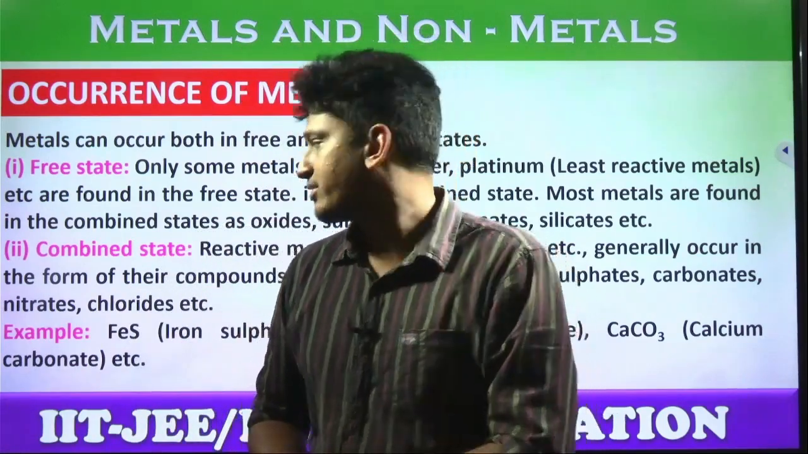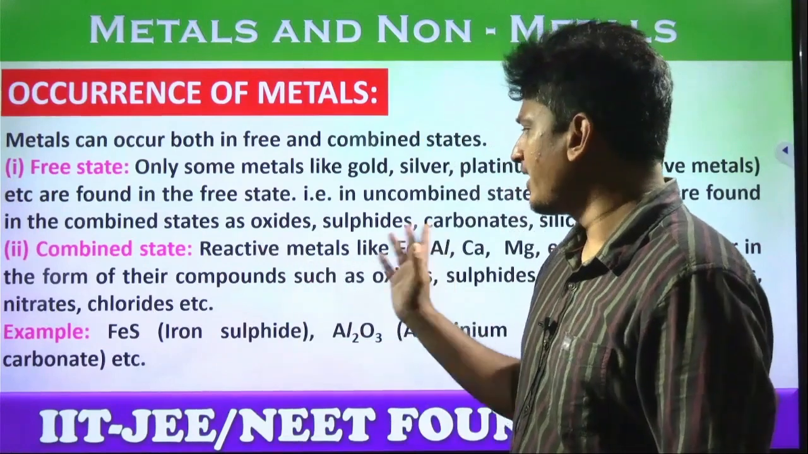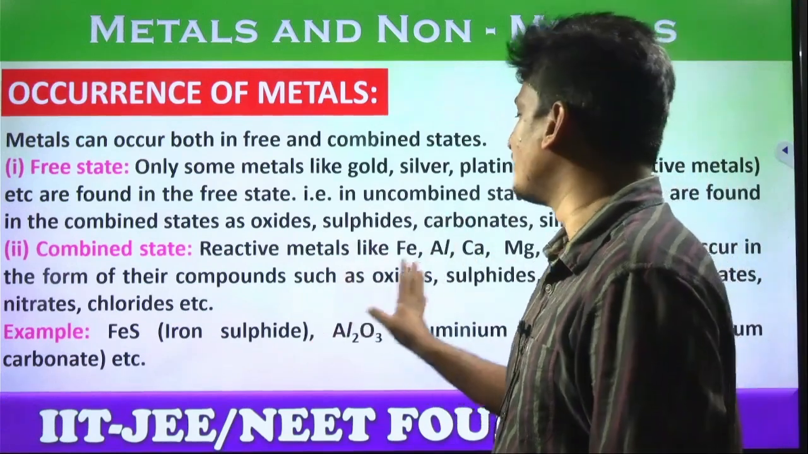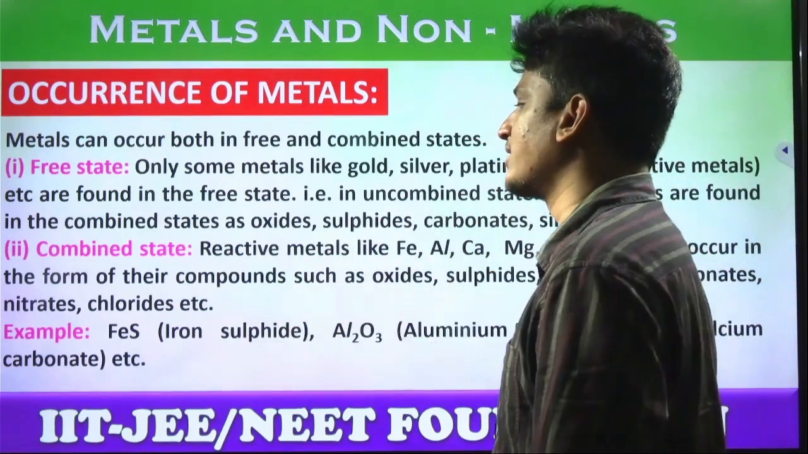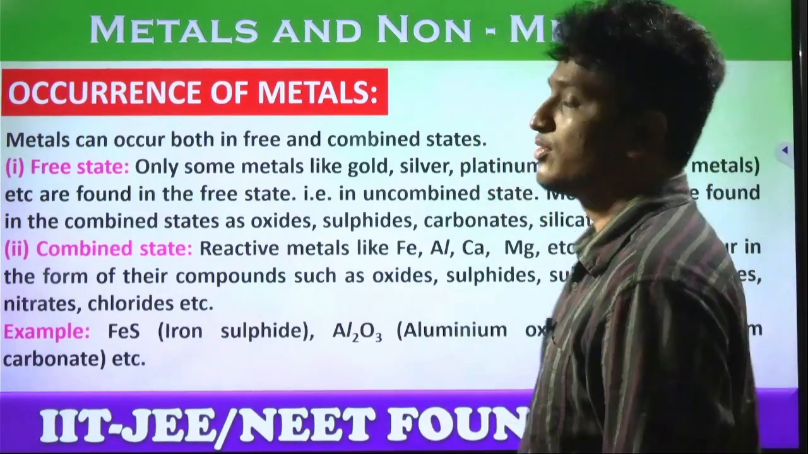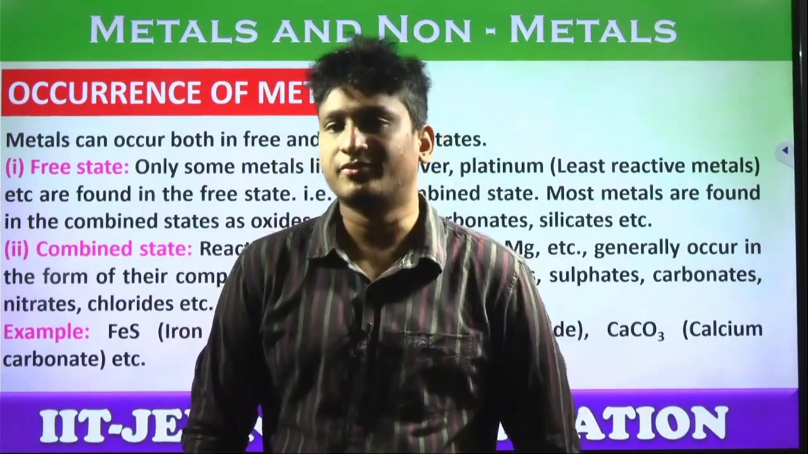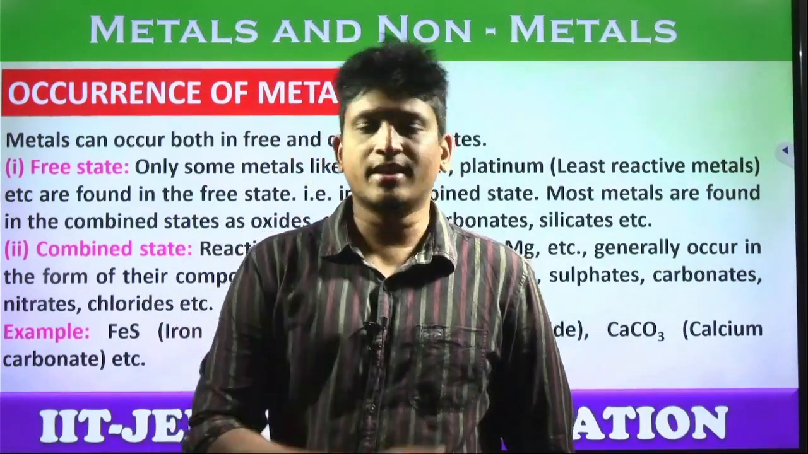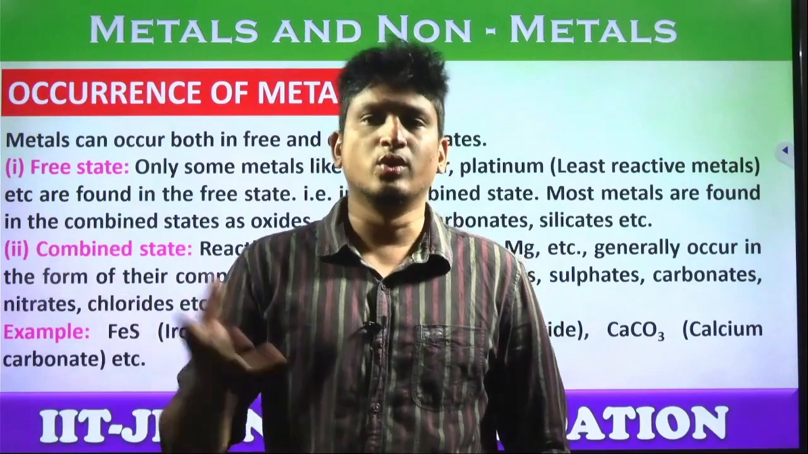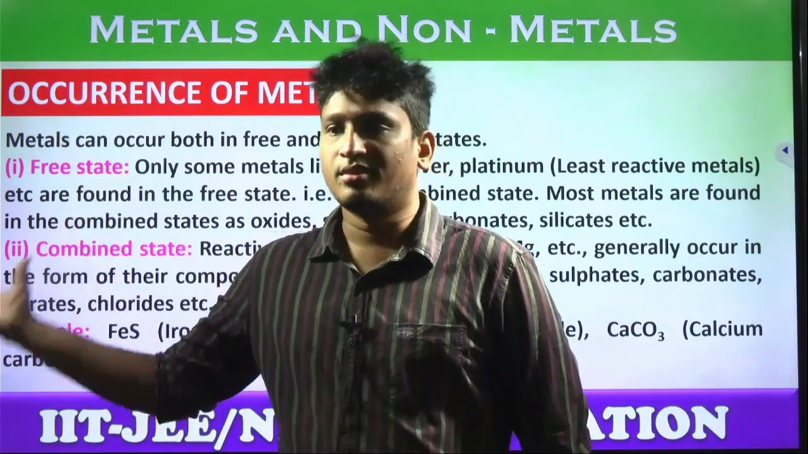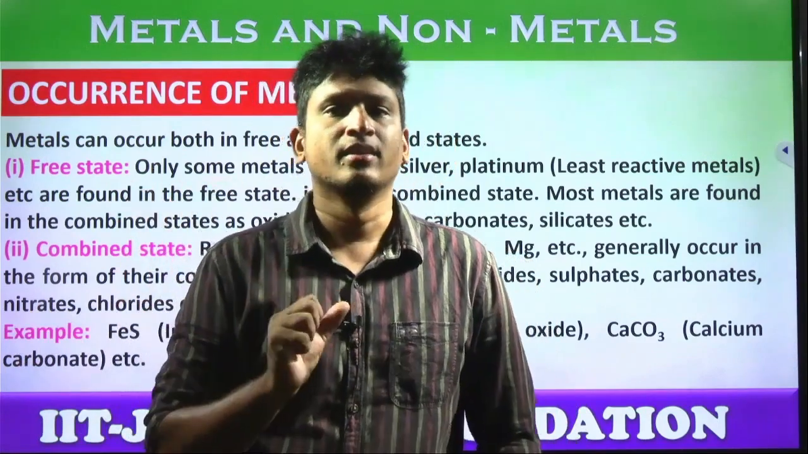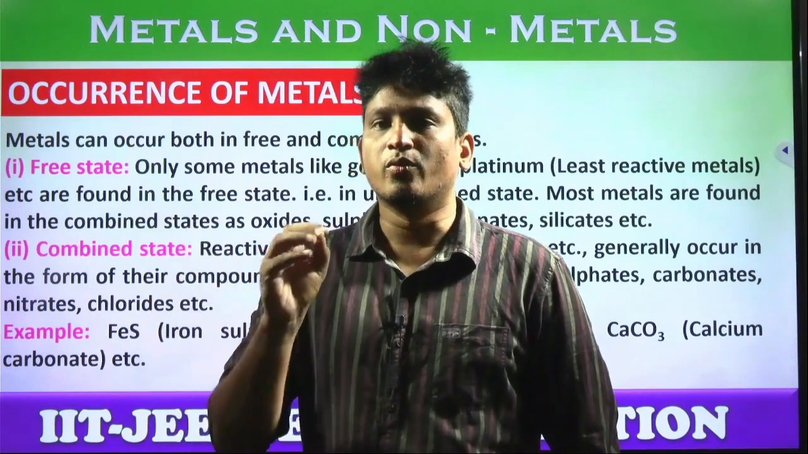Let us take a few examples, students. First of all, the combined state. Reactive metals like iron, aluminium, calcium, magnesium, etc. generally occur in the form of their compounds such as oxides, carbonates, nitrates, chlorides. Example: FeS, iron sulfide; Al2O3, aluminium oxide; CaCO3, calcium carbonate. For example, students, iron. We are using iron for many purposes. Yes or no, students? For benches, doors, construction, materials, articles, many places we use iron, bridges, all construction purposes. So where do we get the iron?